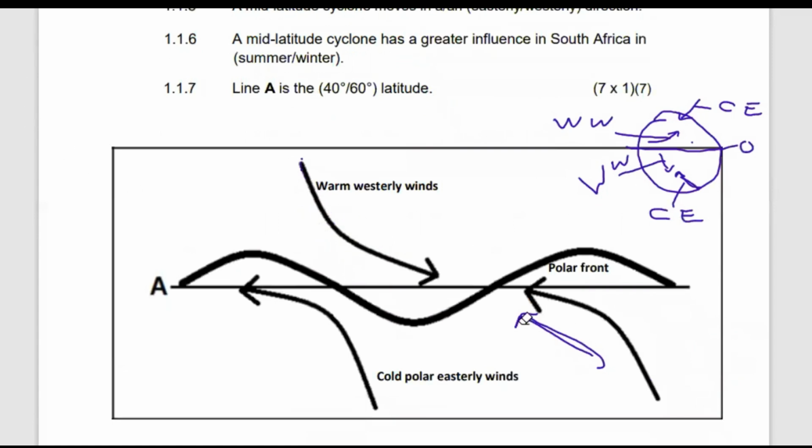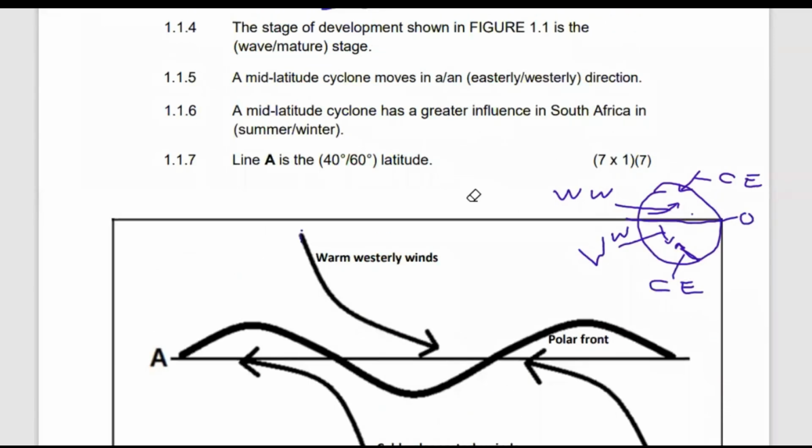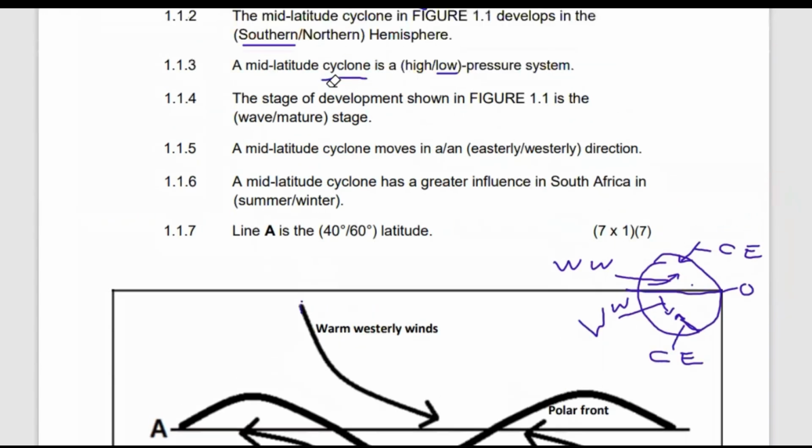If we check on our figure once again, they're asking, is it the wave or mature stage? The mere fact that we all understand that for a mature stage, there must be at least the visibility of a cold front and a warm front. I believe all of us know the symbol for the cold front and the symbol for the warm front. This will be typical of a mid-latitude cyclone in the mature stage.